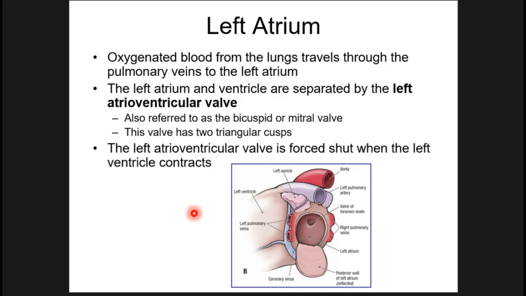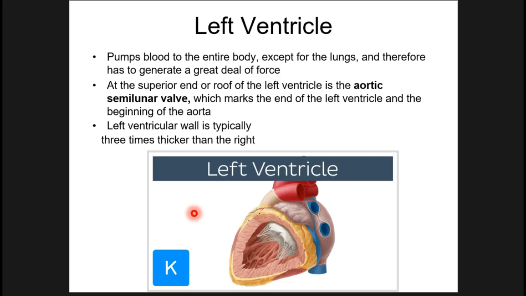Okay, now we made it. Are we oxygenated or deoxygenated at this point? Oxygenated, excellent. Now we made it through that left AV bicuspid mitral valve into the left ventricle, and once again we have those trabeculae carneae, we have papillary muscles, we have those chordae tendineae, the heartstrings. And when this heart wall contracts, we're going to go through which valve out to the body? Aortic semilunar valve, absolutely.